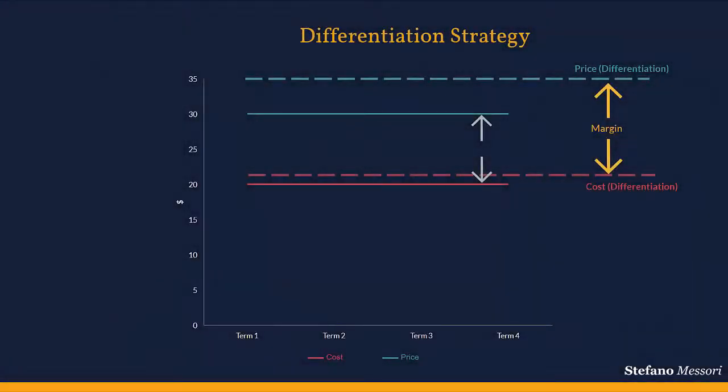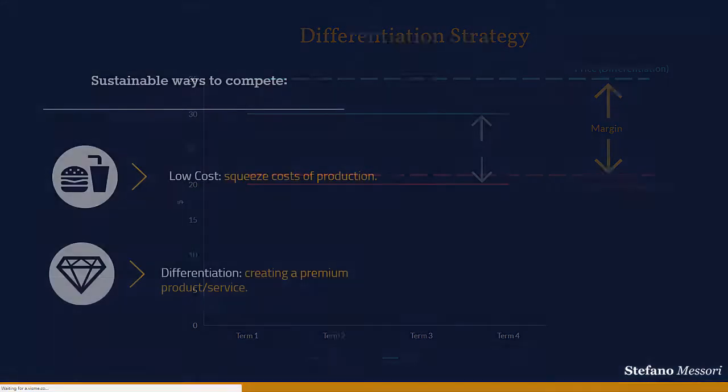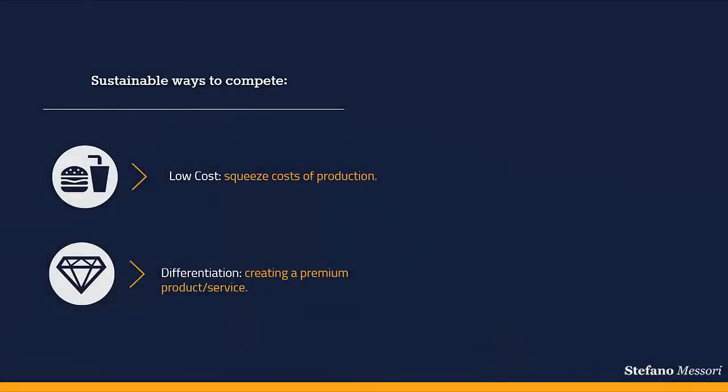In conclusion, let me say that there are only two ways in which a company can compete sustainably. The first one is developing a low-cost strategy, like McDonald's. In order to do that, a company needs to work hard squeezing those costs of production to the bone. Or a company can develop a differentiation strategy, which means that the company creates a premium product or service that commands higher prices.